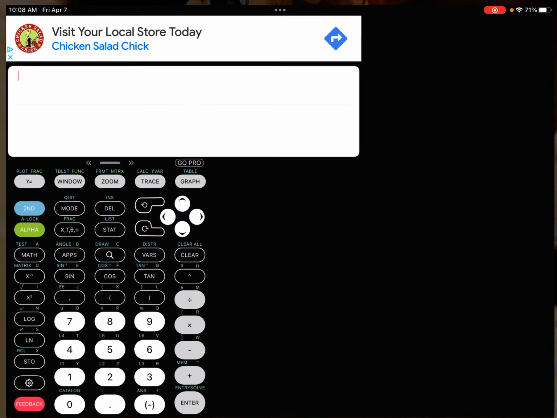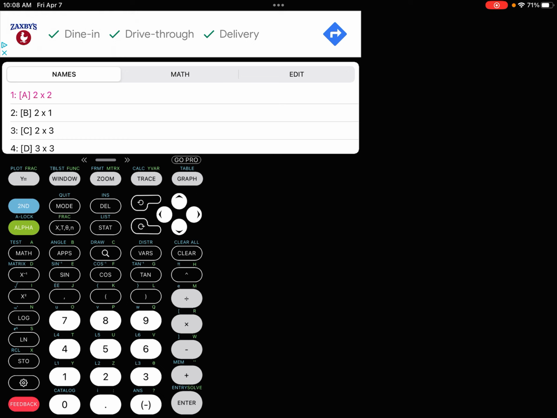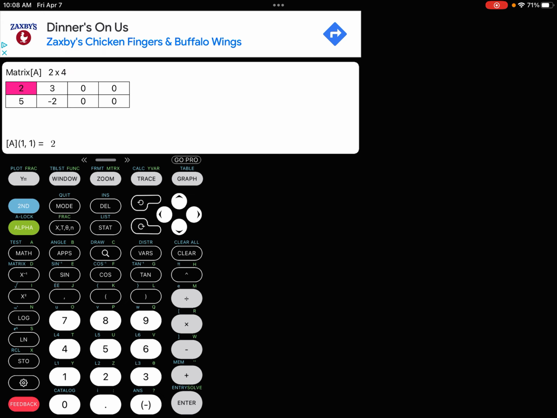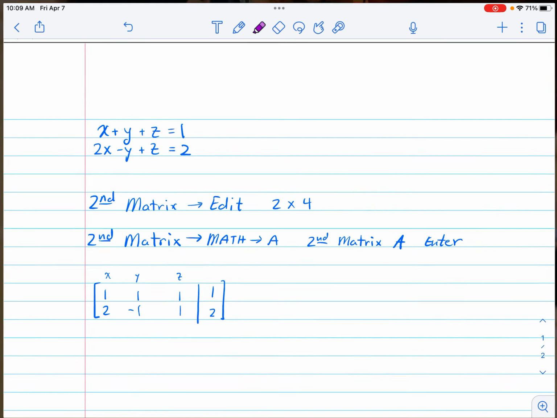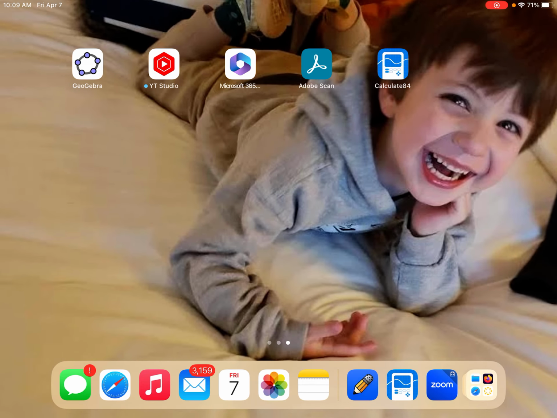So I'm going to bring this up here. I'm going to do second matrix, and I go over to edit, choose this matrix 1, and this is going to be a 2 by 4. Okay. So then I enter these. I've got 1, 1, 1, and I guess it was 1, right? And down here 2, -1, 1, and 2. So if you go back and look, I've got 1, 1, 1, 1, 2, -1, 1, 2. Yeah, so I've got that in there.